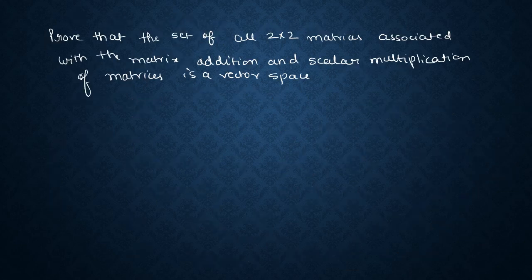So here in this question, you have to prove that the set of all 2 by 2 matrices with matrix addition and multiplication is a vector space. So that means you have to prove that all 2 by 2 matrices form a vector space. If these matrices represent a vector space, you have to prove all those properties like commutativity, associativity, identity element. So let's see.